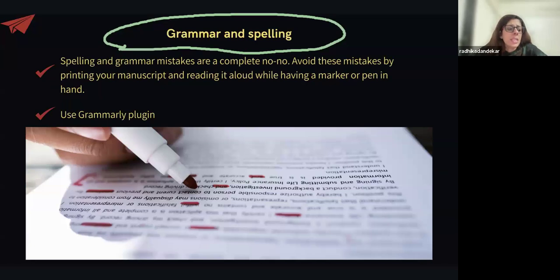The next point that we're coming to is very basic, but it is a complete no when it comes to making grammar and spelling mistakes. With tools like Grammarly, it is almost unacceptable to make spelling mistakes and grammar mistakes.